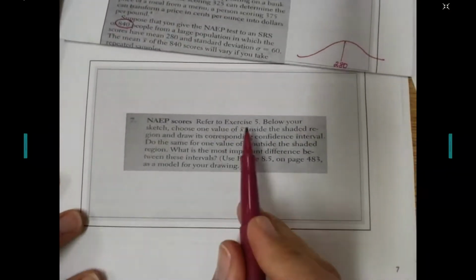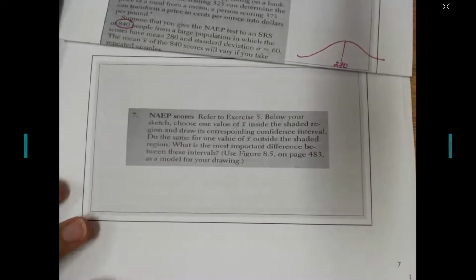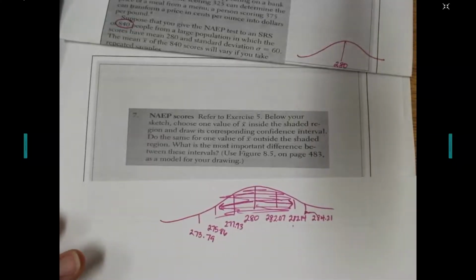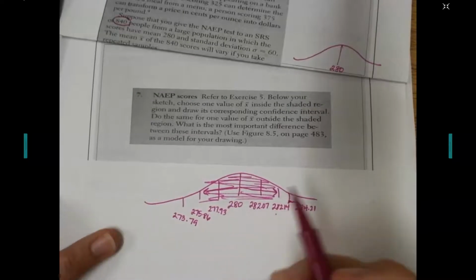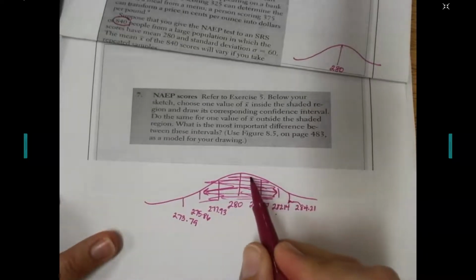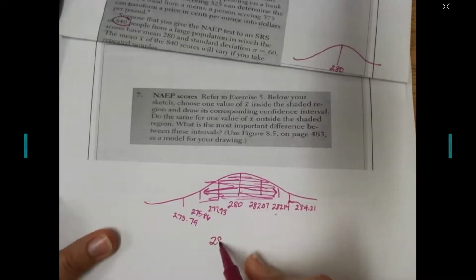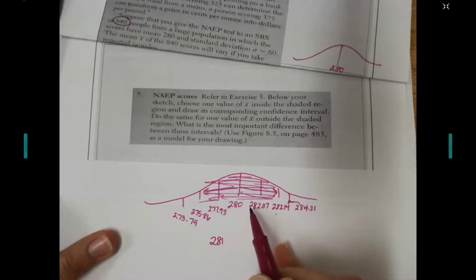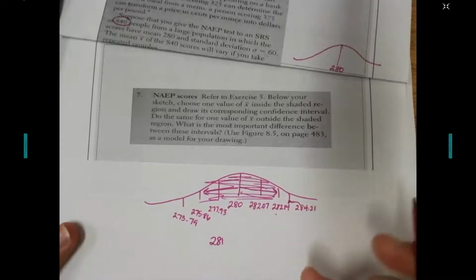Okay, we're still going to refer to this, and it says, refer to exercise 5. Below your sketch, choose one value of x bar inside the shaded region and draw its corresponding confidence interval. Do the same for a value of x bar outside the shaded region. Okay, so if I pick one inside, let's say, let's pick 281. That's inside the shaded region, right? All right, and then it says, draw the corresponding confidence interval.